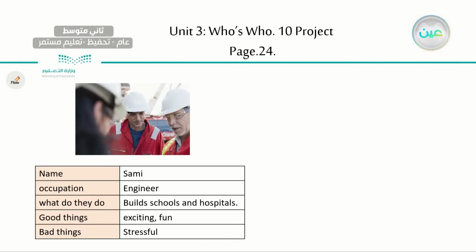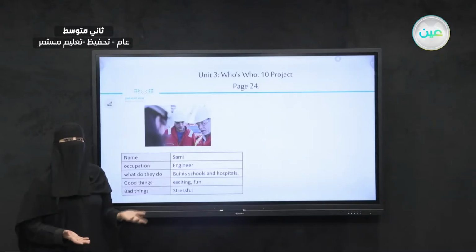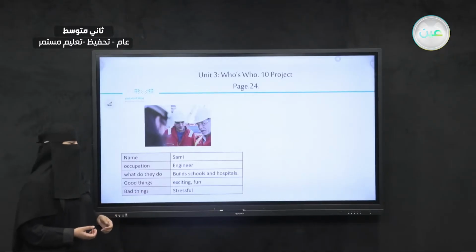We want to know his name. What's your name? My name is Sami. His name is Sami. What is his occupation? He's an engineer. That's his job. What do they do? What do engineers do? So Sami builds schools and hospitals. This is the thing he's doing in his job.